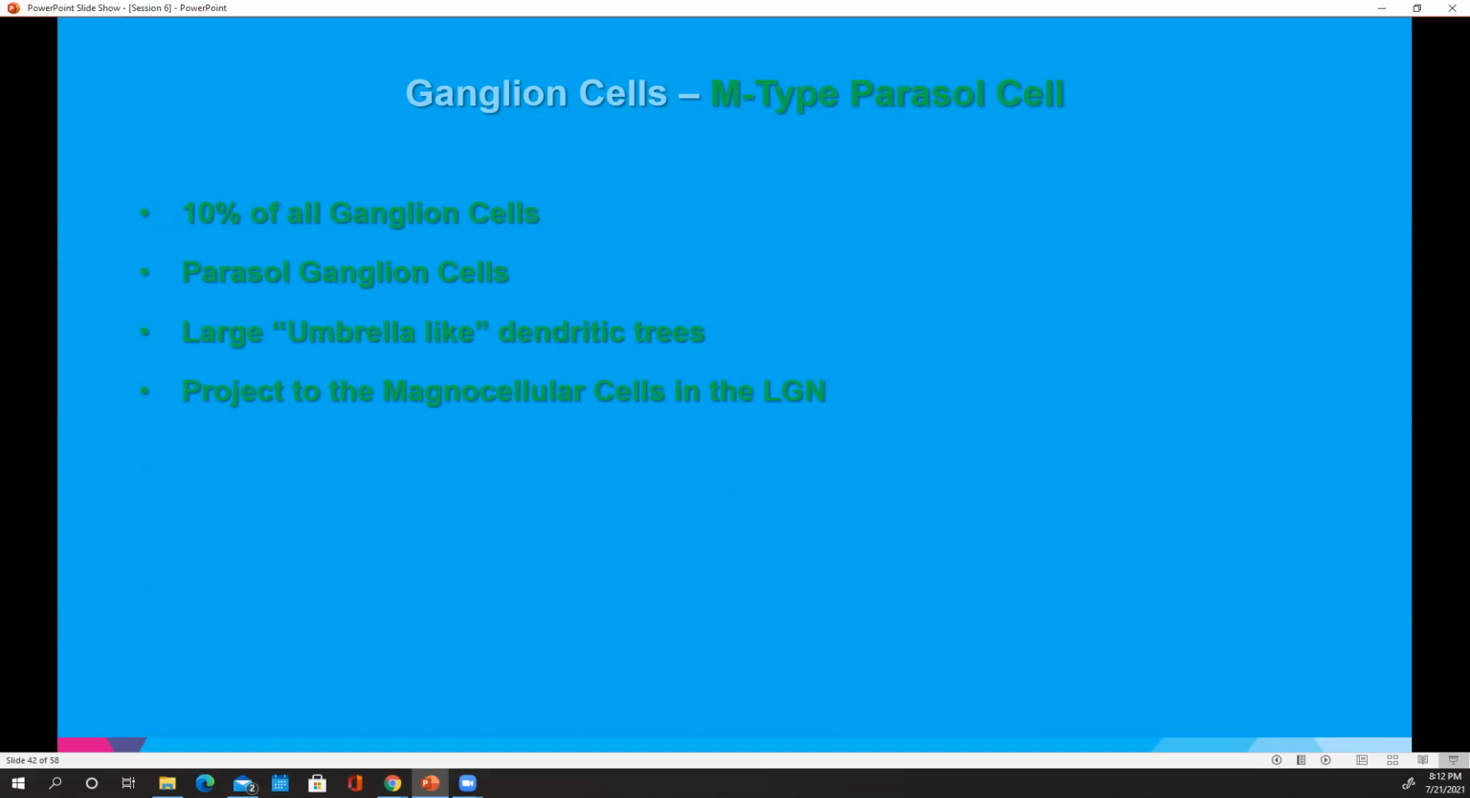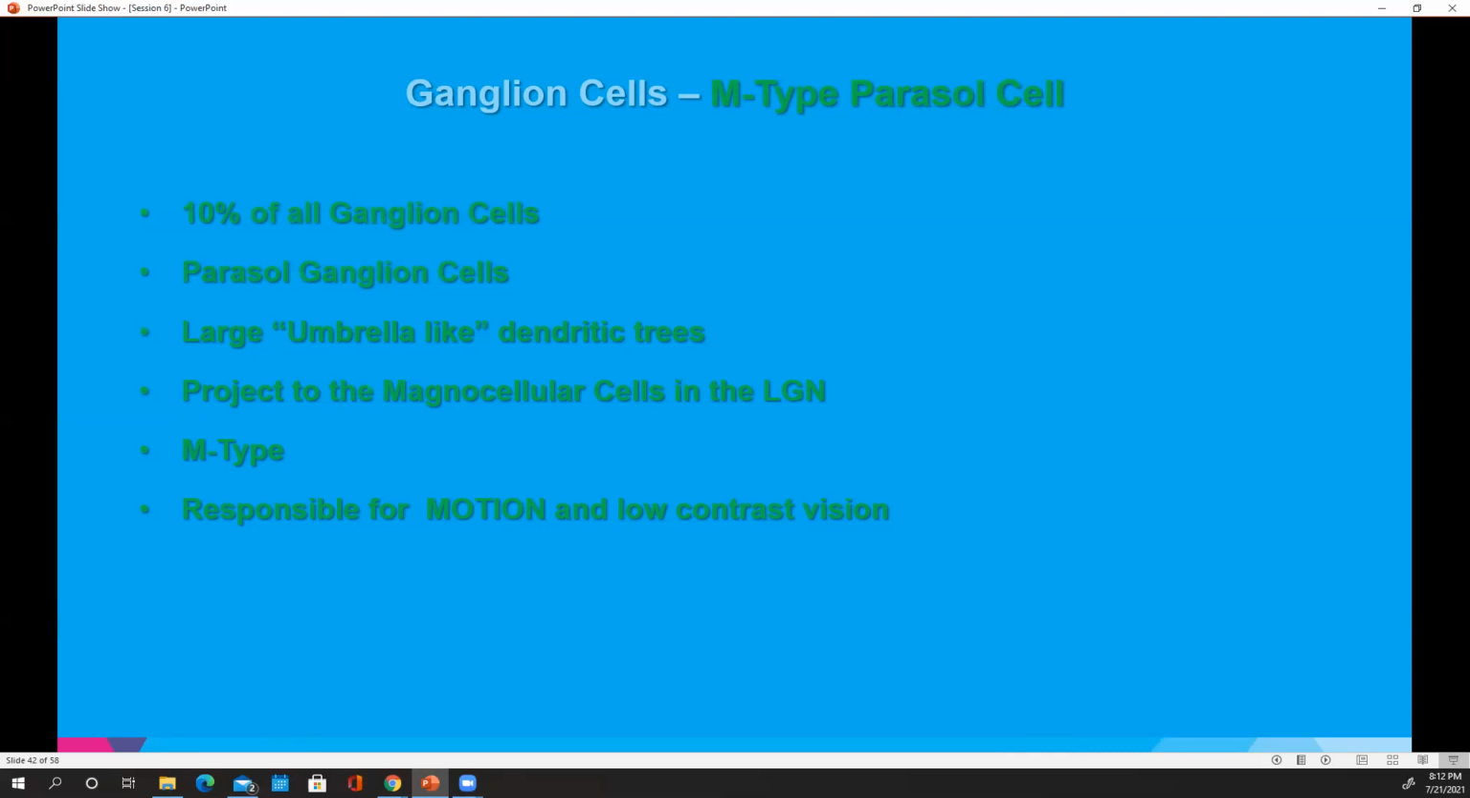Now, we'll explain why these are called magnocellular, parvocellular, and coniocellular later, because that's when we get to that organ. But right now, just know that these guys are handing off to the magnocellular cells. So that's why we call them M-type. Okay? It's the magnocellular pathway, which is responsible for motion. Motion, right? Magnocellular pathway, motion and low contrast.